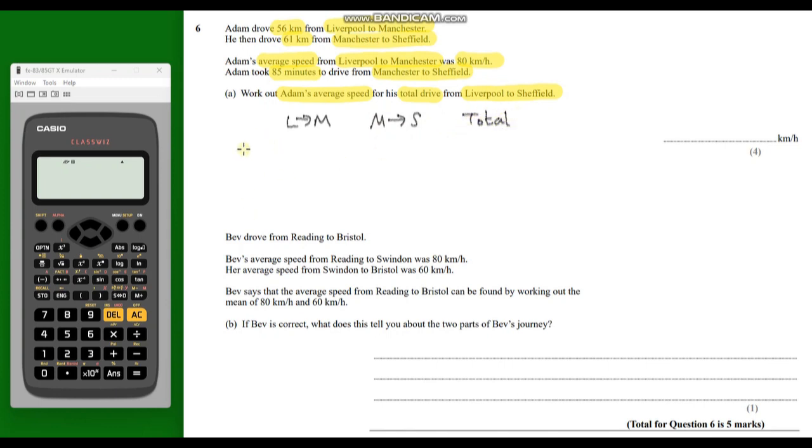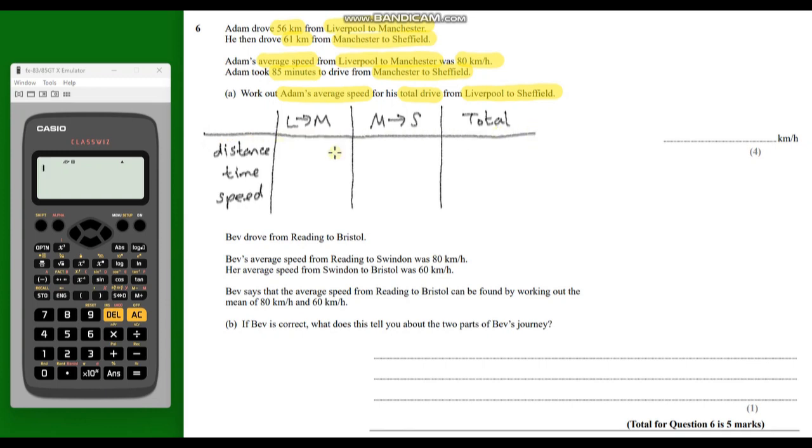And then down here, I'm going to put distance, speed and time. So I'm going to put distance, and then the time, and then the speed. The order doesn't really matter. Some of the information we've been given and some of it we'll need to work out.